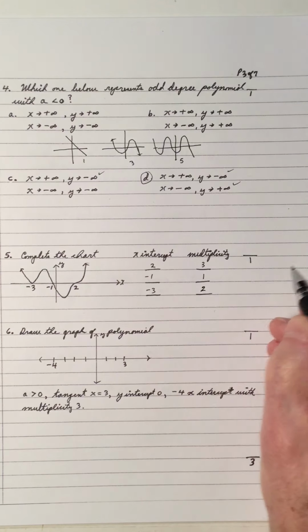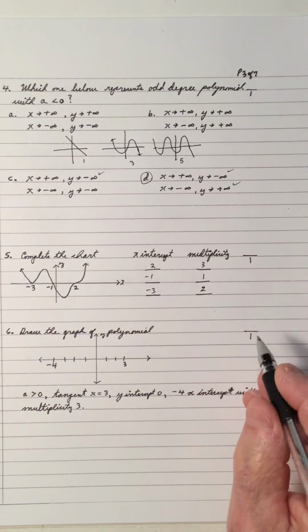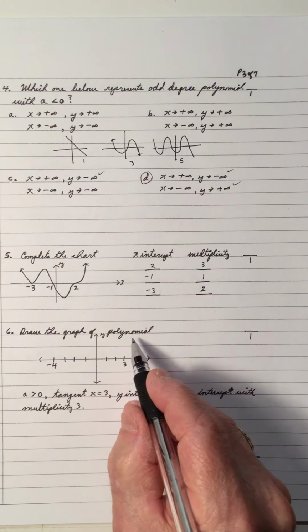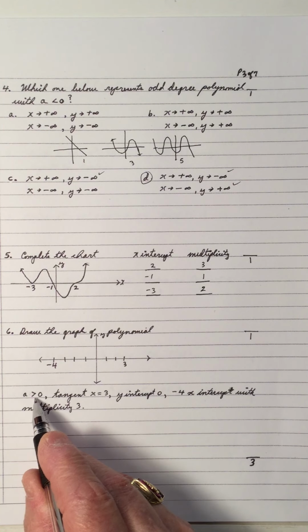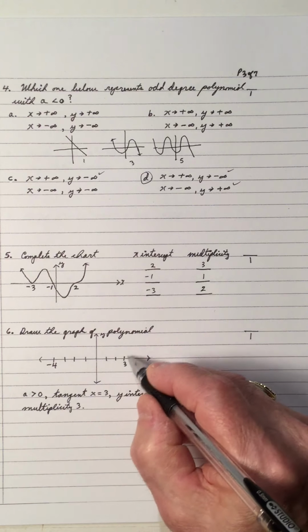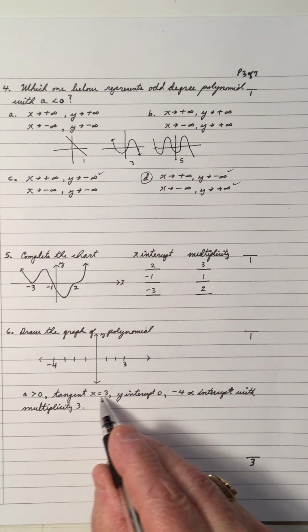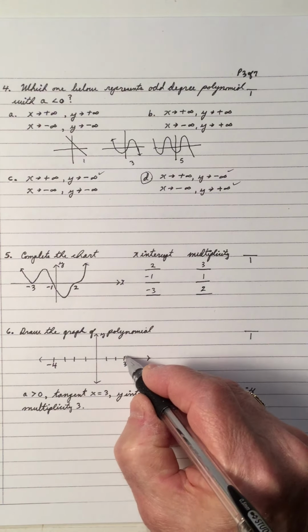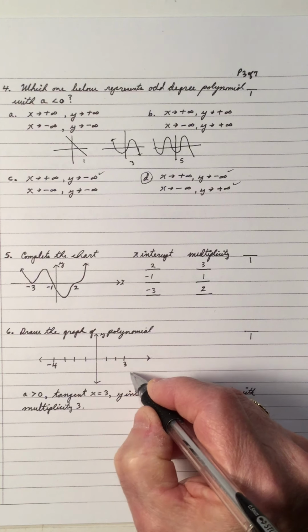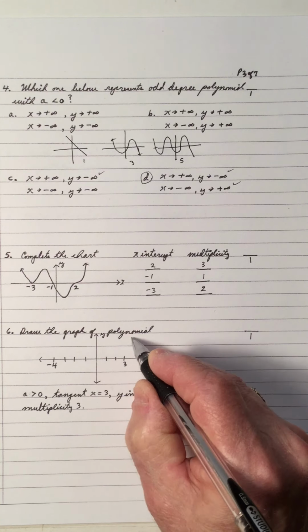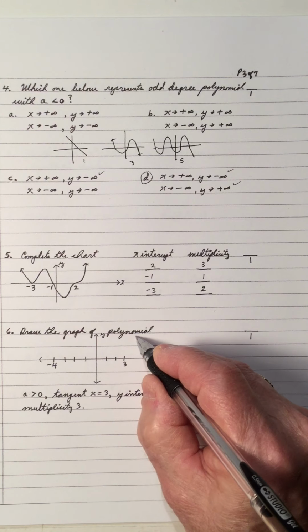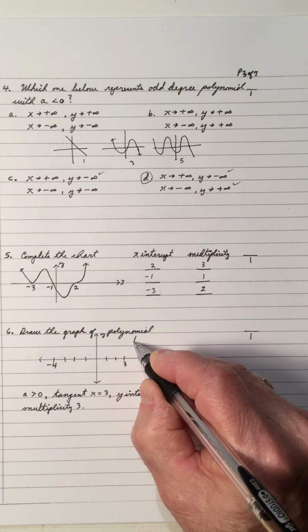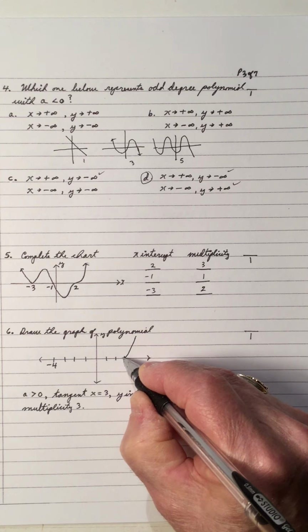Okay. And if you have all this correct, give yourself a mark. Draw the graph of the polynomial. A is greater than 0. That means it's going up from the x-intercept on the right. It's tangent at 3. So if it's tangent right here, it's either bouncing off coming this way or it's bouncing off coming this way. So because A is greater than 0, that means I'm coming down and it's going to bounce off. So I have that.